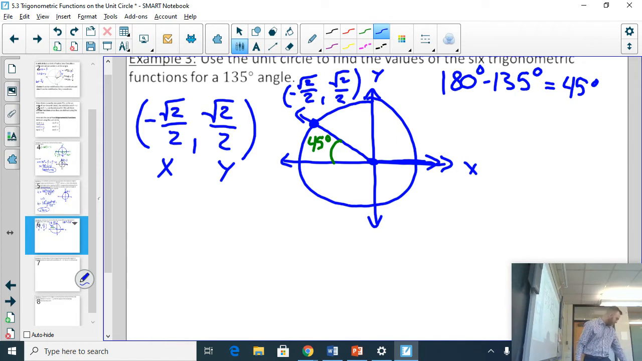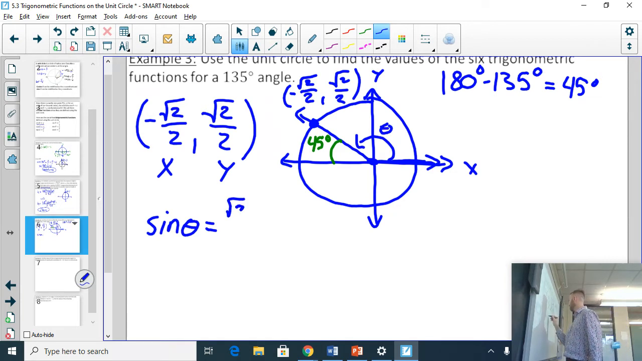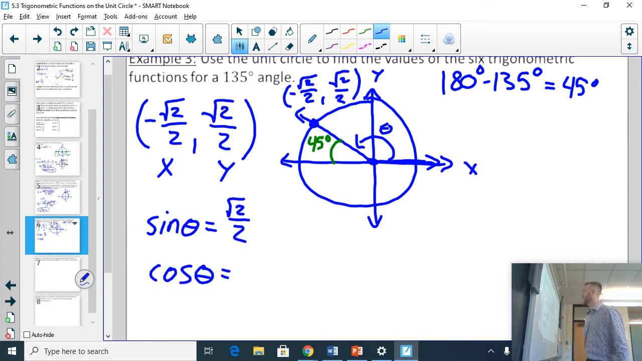And then we can think of this as our x and y, right? And if we remember, our sine of theta, if this was theta, our sine of theta is just y, right? So square root of 2 over 2. Cosine of theta is x, so negative square root of 2 over 2.